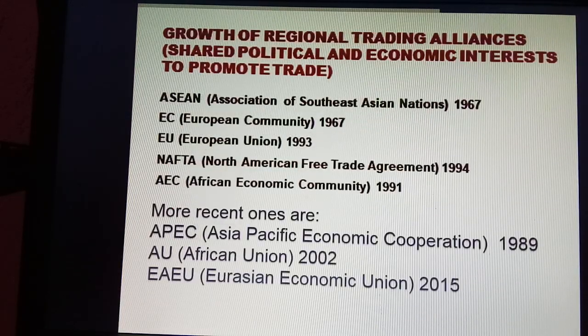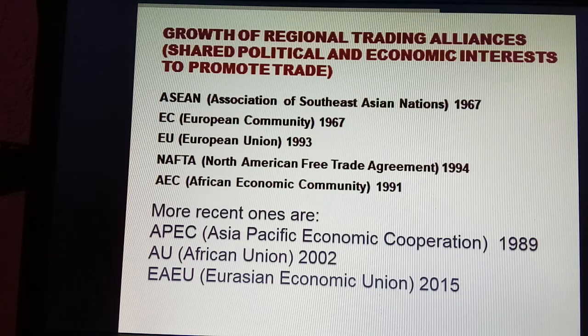Then we have the growth of regional trading alliances, a shared political and economic interest to promote trade. Okay, so earlier we have mentioned NAFTA, na? Okay, so more countries become interconnected with one another. So as a result, more international organizations were also established to share political and economic interests as well as to promote trade with one another. So we have the following, the ASEAN, the Association of Southeast Asian Nations. Philippines is one of the founding members of the ASEAN.